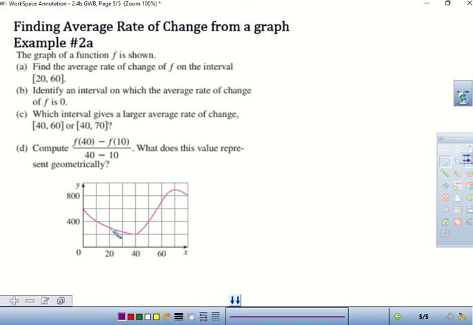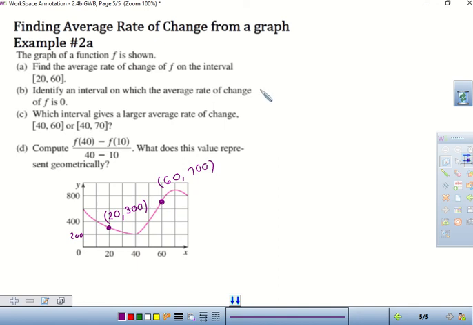So if I look at the point at 20, and I look at the point at 60, I want to find their corresponding y values, right? So what would be the y value at 20? 300, right? Because it's between the 200 and the 400. And then what about 60? 700. And now that we have that, we can just go ahead and calculate slope.